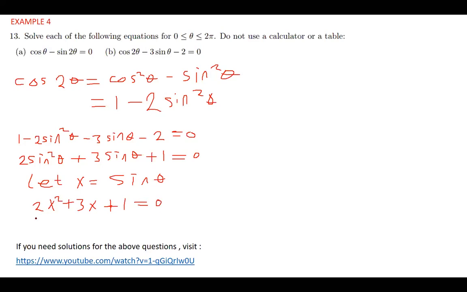So this is what you solve. You solve this quadratic equation, then find your solutions. After finding your solutions, you recall that x is equal to sine theta. Then you find your values of theta. Anyway, let's proceed. Let's now move on to today's work.